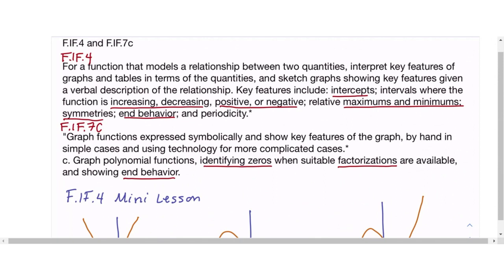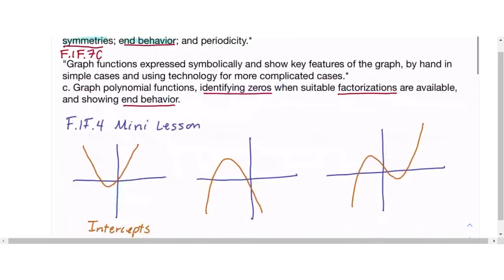Specifically for this lesson, this is talking about quadratics. So we are looking for the key features of these quadratics. That includes intercepts, increasing and decreasing, positive, negative, maxes and mins, symmetries, and end behavior. We don't have to do periodicity with these. We also don't actually talk about positive or negative with these, but there it is.